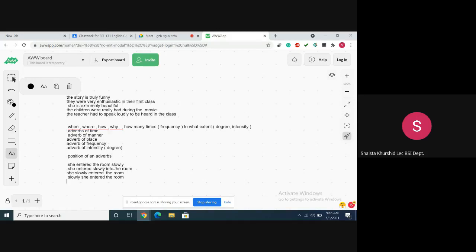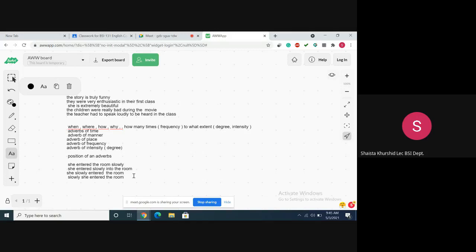So she entered slowly into the room. It's actually in order to intensify the entering action a bit, right? She slowly entered the room. It's actually these two last sentences, she slowly entered the room, or slowly she entered the room, that bring a sense of curiosity in the reader's mind, intensifying that action, that why she was entering.